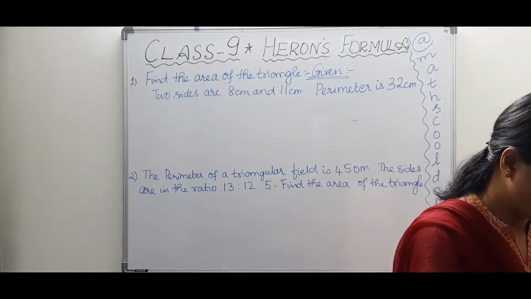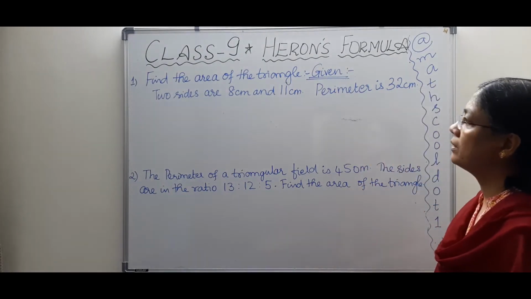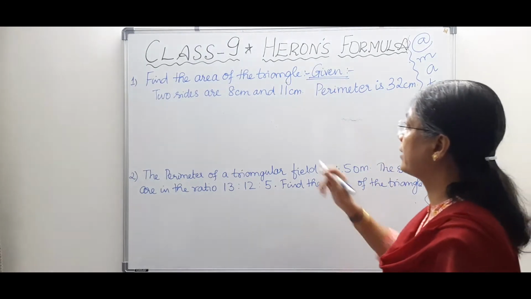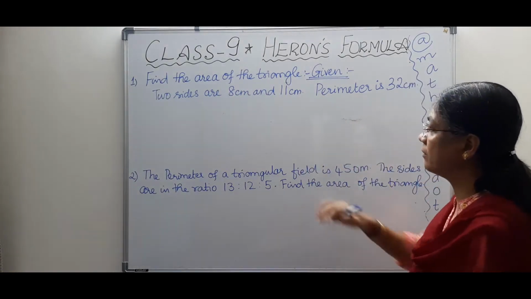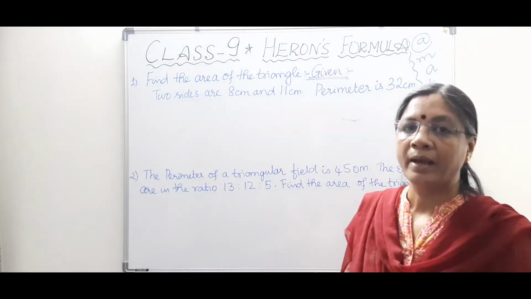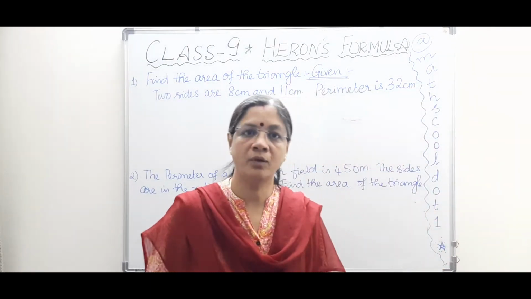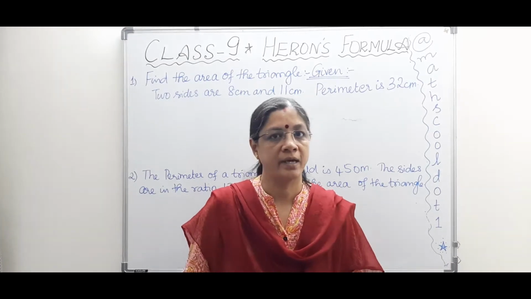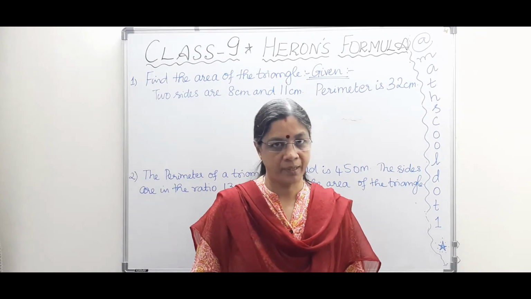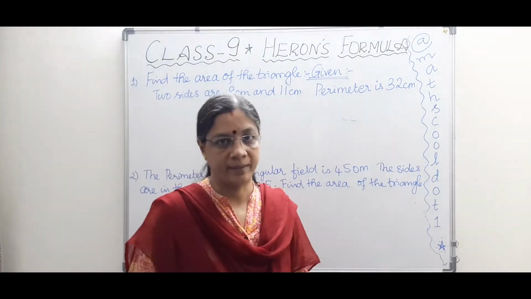Okay, so let us see the first problem. That will be very simple for you. Direct question: find the area of a triangle given two sides are 8 centimeters and 11 centimeters and the perimeter is 32 centimeters. So what is perimeter? We know that adding all the sides of a triangle gives the perimeter. But we are given just two sides of the triangle, isn't it?